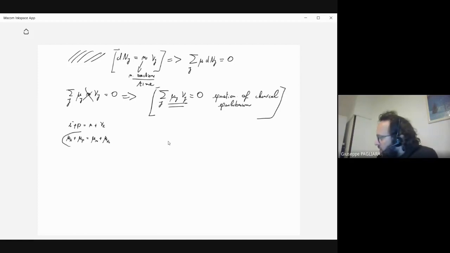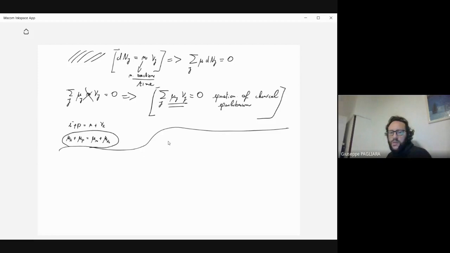Okay, this is a relation of chemical equilibrium, and this is the situation in which the system is in chemical equilibrium. So we have to impose that the sum of the chemical potentials, each one with its stoichiometric coefficient, is equal to zero. Okay.